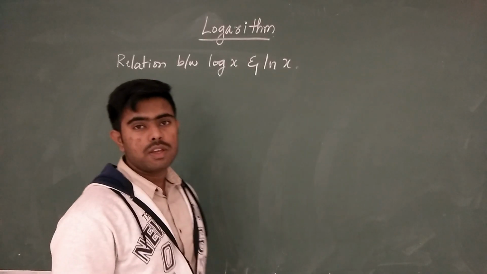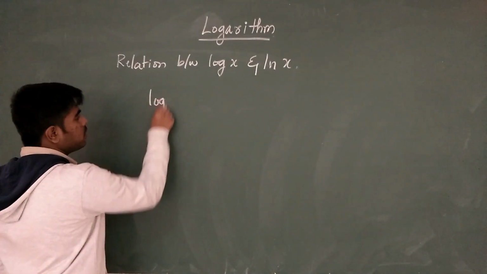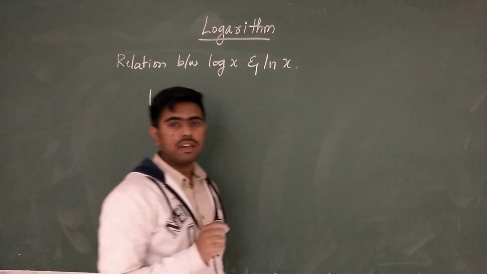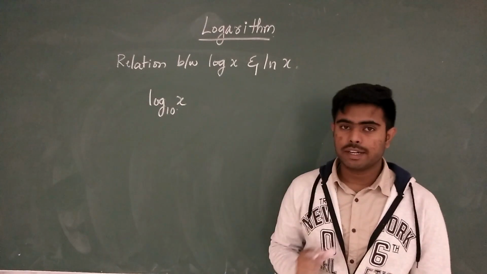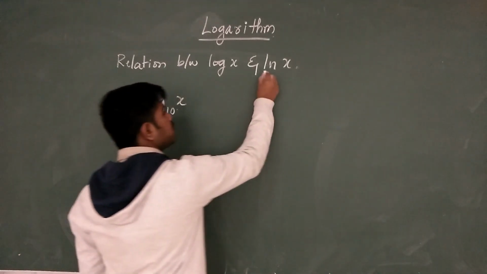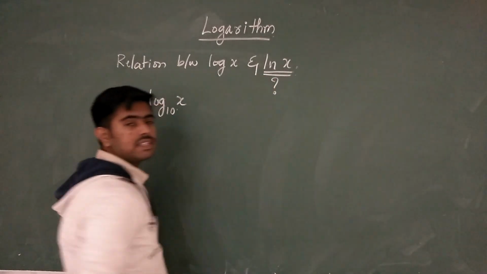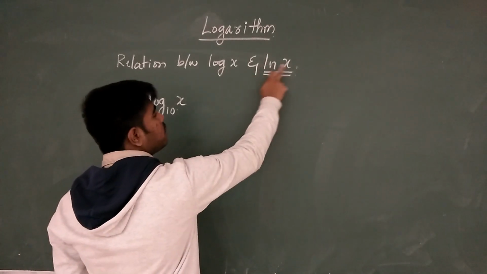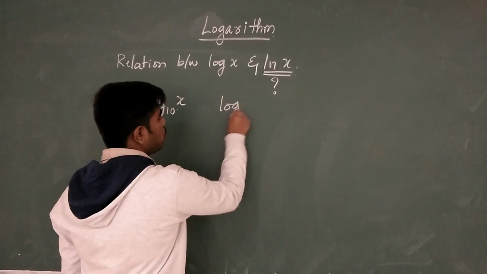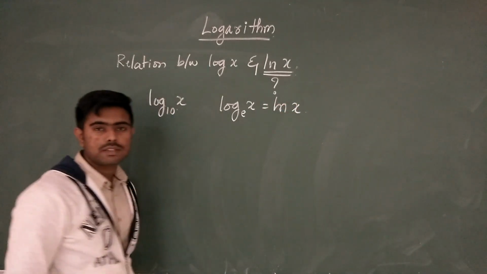In pure mathematics, when we say logarithm, we mean that the logarithm of x is always to the base 10. So we always take the common logarithm as our standard form. But in mathematics, we will also come across something called ln x. So what is ln x? Ln x is nothing but the logarithm of x to the base e. That is the natural logarithm. So log of x to the base e is nothing but ln of x.